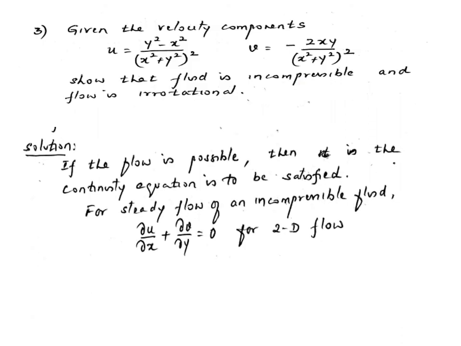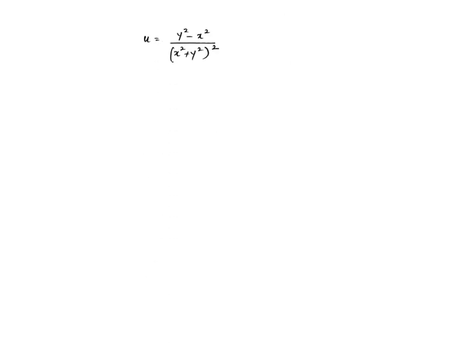So here, for a steady flow of an incompressible fluid, we have the continuity equation. Since it is a two-dimensional problem, we have ∂u/∂x plus ∂v/∂y should be equal to 0. So take this equation u. Now you know that the numerator is also a function of x, the denominator is also a function of x. So therefore you have to take ∂u.